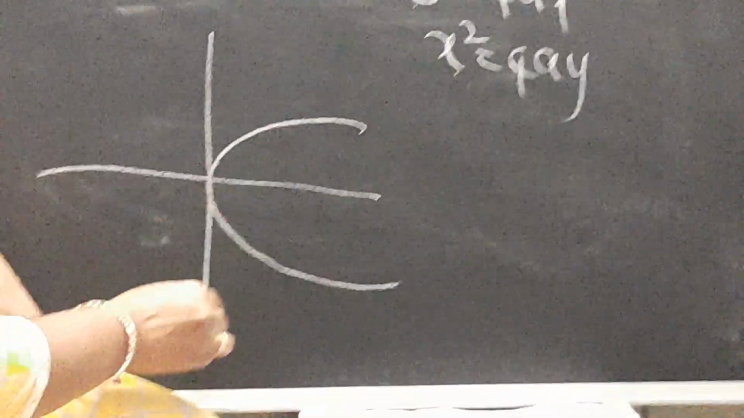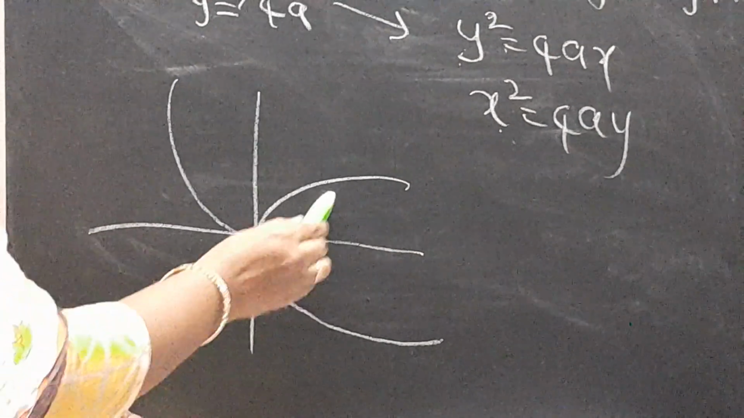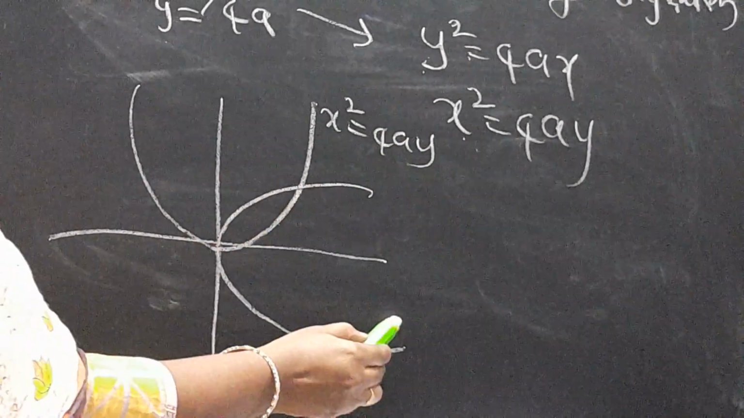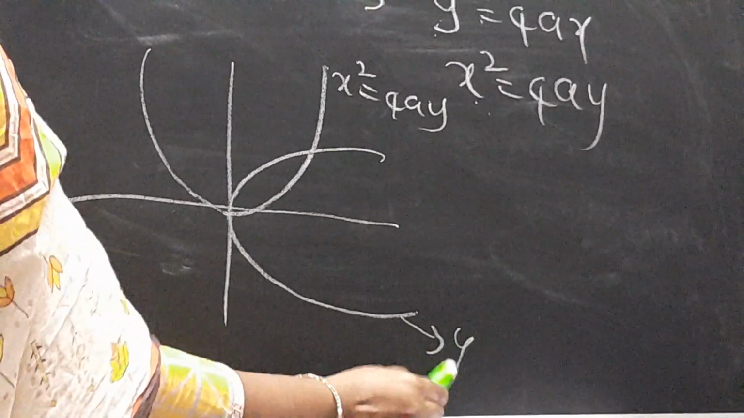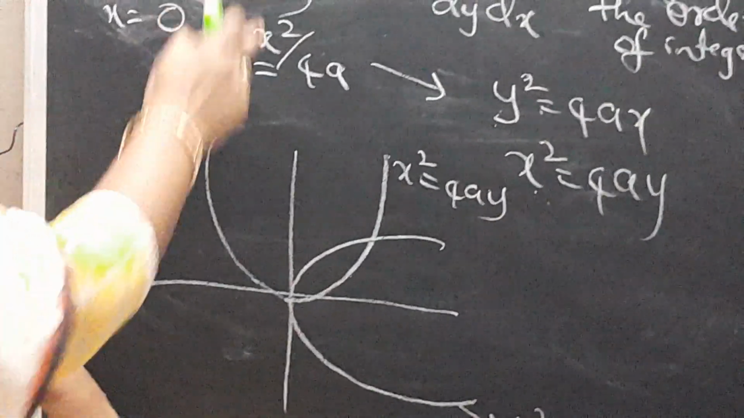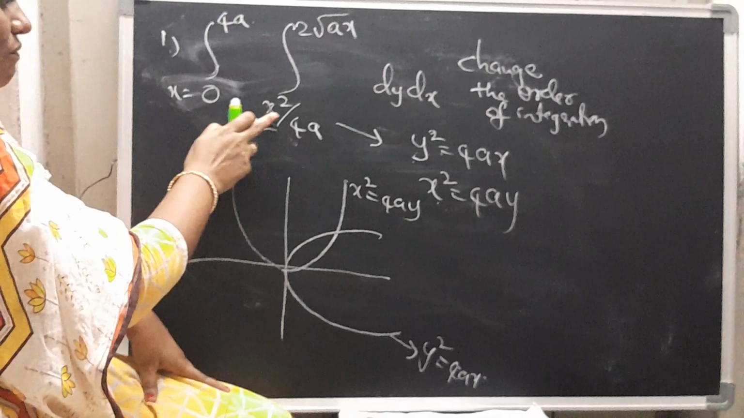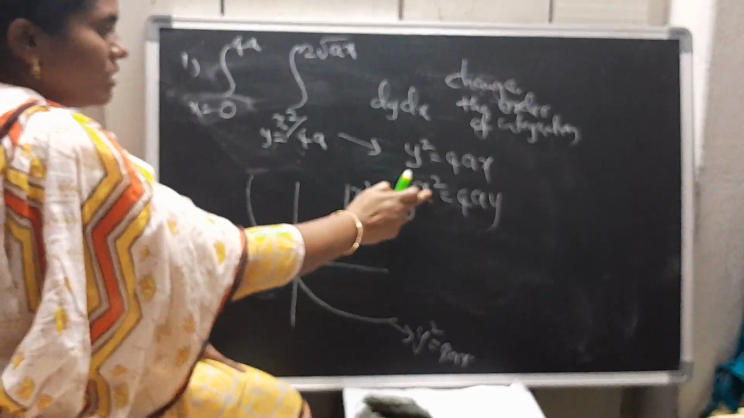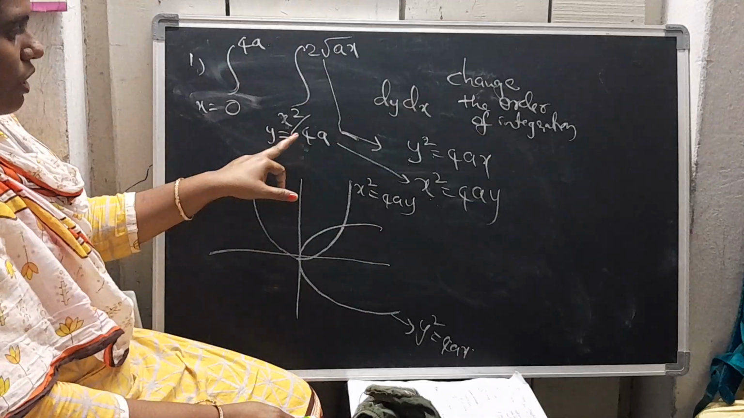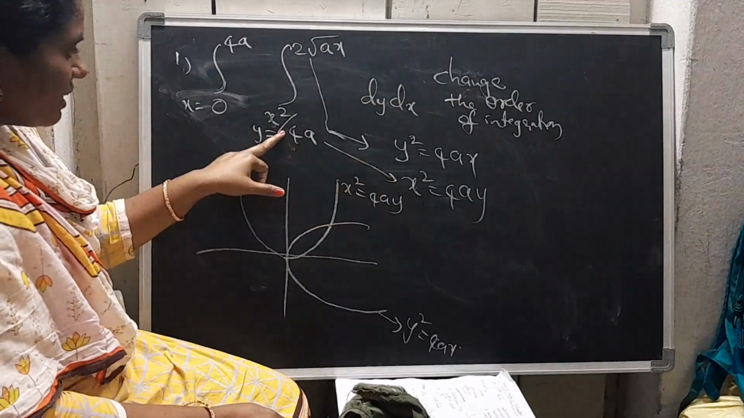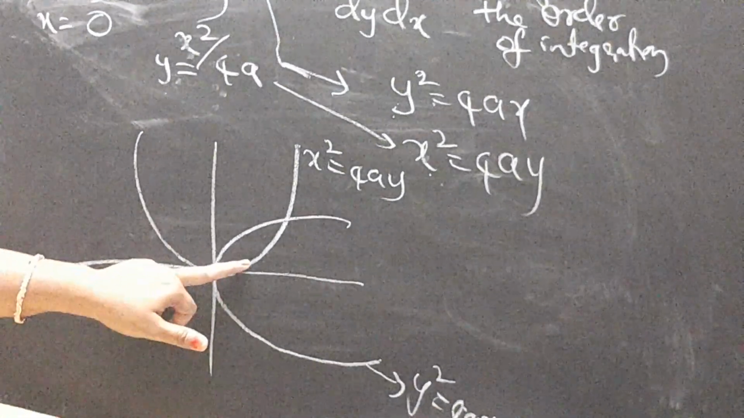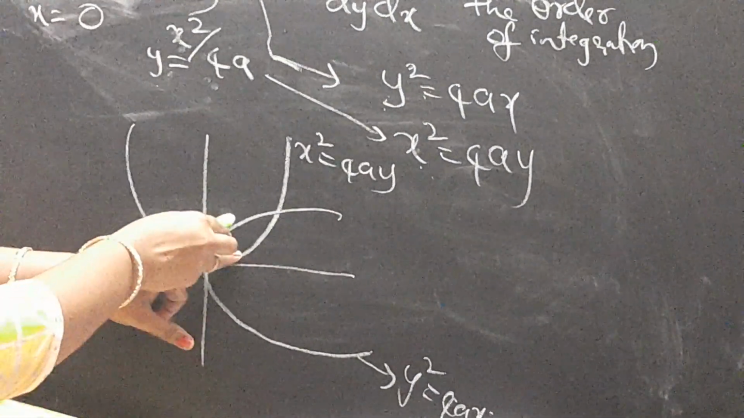This is the y square curve. Next the x square curve, this is x square equal to 4ay. This is y square equal to 4ax. Now the given problem is y equal to x square by 4a, this is mapped to this one. Okay. Now x square equal to 4ay is the lower limit. So x square equal to 4ay to y square equal to 4ax.